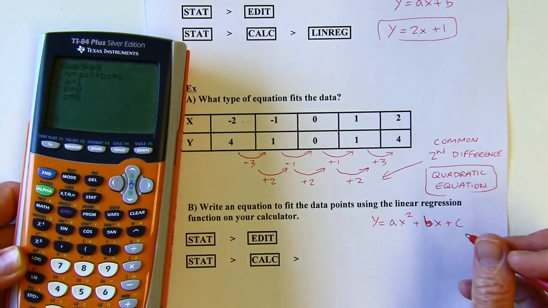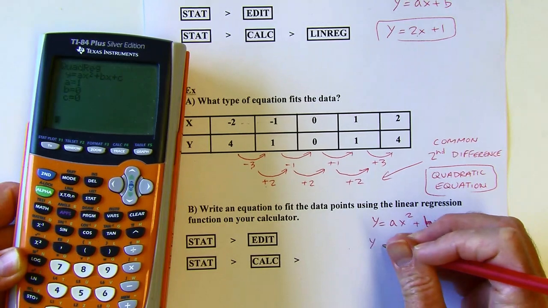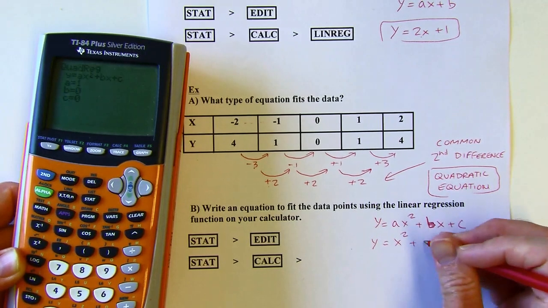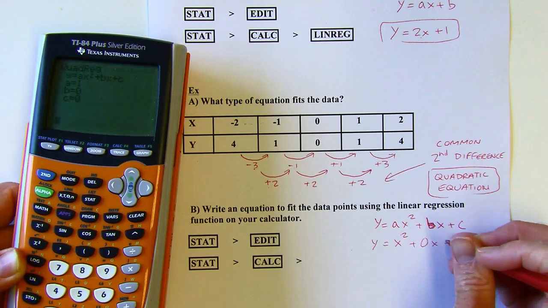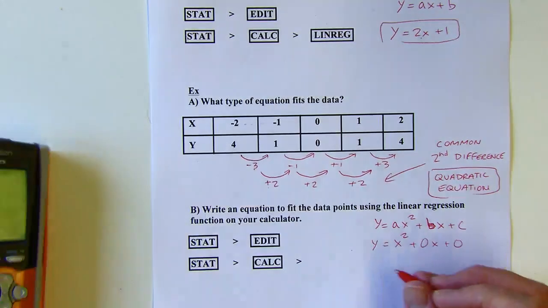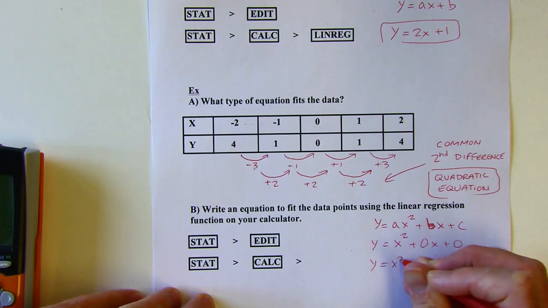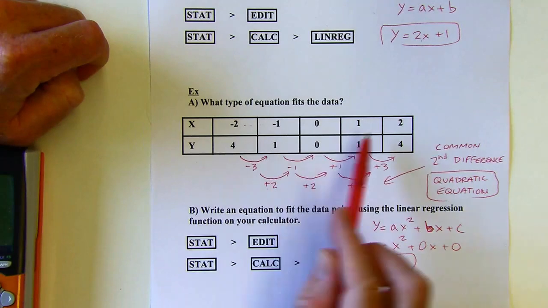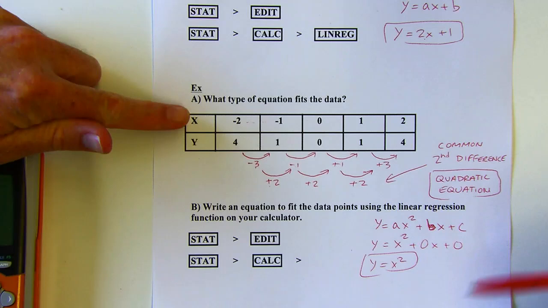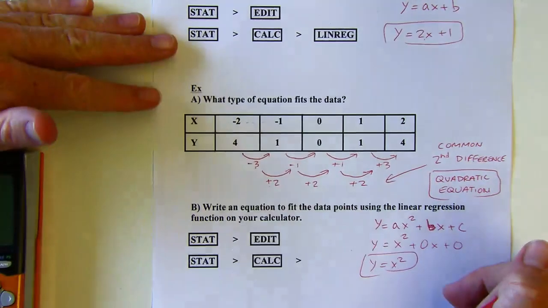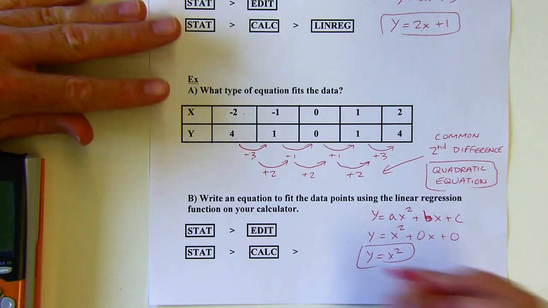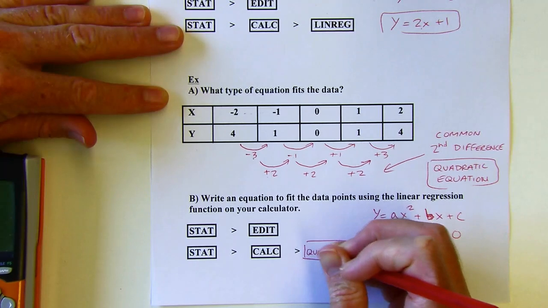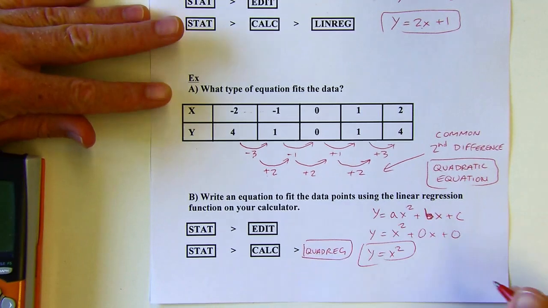And then we're told what A, B, and C are, right? So A is 1, B is 0, and C is 0. So you don't have to write the 0 terms. I've got this, which actually makes sense, right? If you take any one of these x's and square it, this is our parent graph, right? Okay. Oh yeah, and I forgot to say the last thing we're doing here is quad regression for quadratic regression, okay?